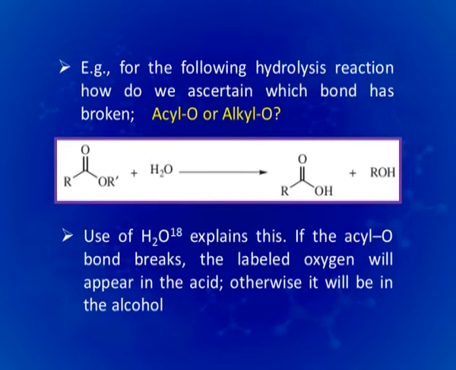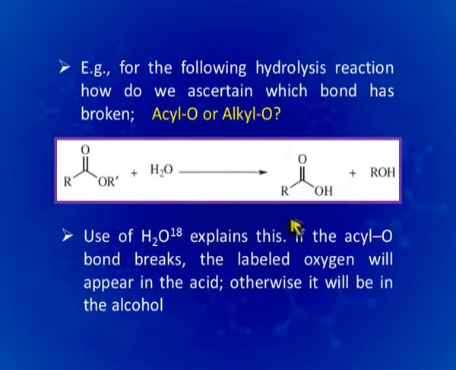If the acyl oxygen bond breaks, the labeled oxygen will appear in the acid, obviously because OH will be attacking this carbon and RCOH, OH comes from this water. Hence the labeled oxygen will be present in the acid which is formed during the reaction. Whereas, if it is the OR bond which is breaking, then only H from the water molecule goes to O, hence we will not get the labeled oxygen in the acid molecule. It will rather be in the alcohol group.